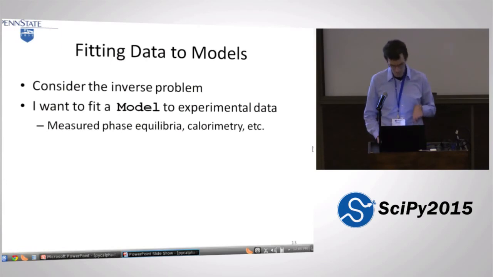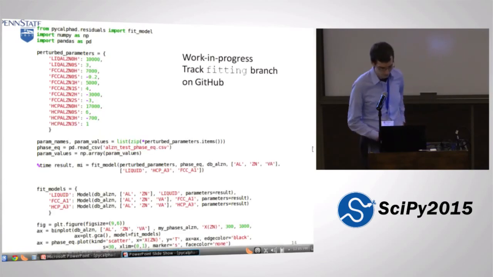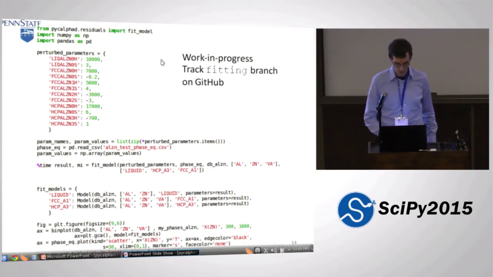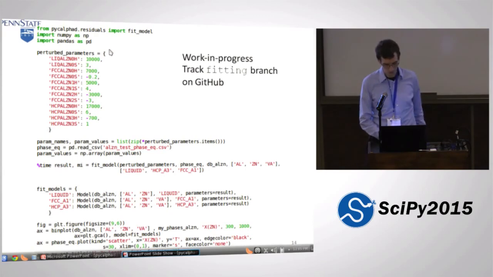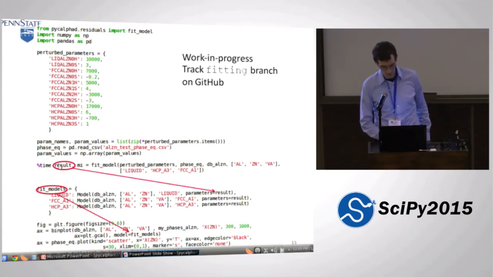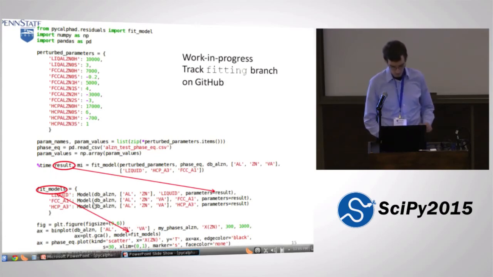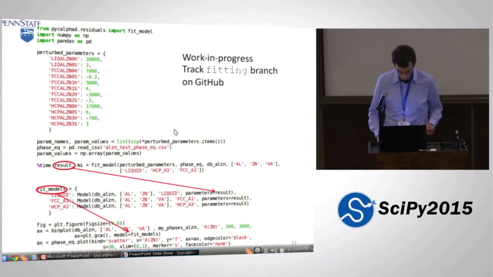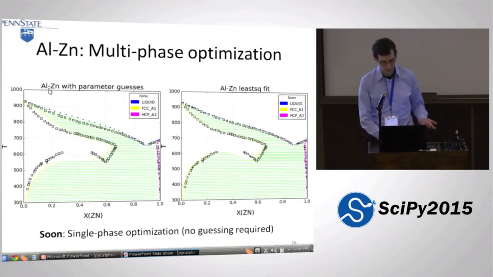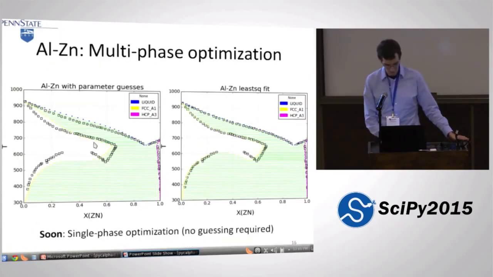And so if I want to fit data to a model, this is a work in progress, and if you're interested, you can track the fitting branch on my Git repo. If you want to do the fitting, which is kind of the inverse problem, we use this fit model function. And so the idea is you take the result from fit model, you plug it into this keyword argument, you get a dictionary of models. Those models then plug into another keyword argument in the plot function.